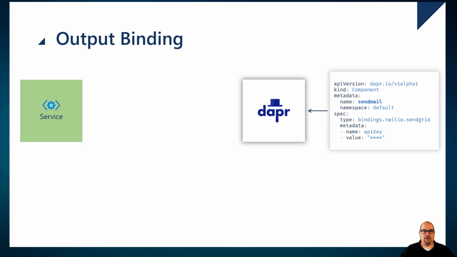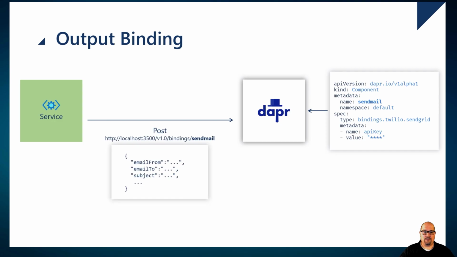Now, if we want to send an email from our application, from our service, we can invoke the Dapr sidecar on the API. So in this case, /bindings/sendMail. And this sendMail will eventually determine which binding to use for sending this email. And again, this is a post, so you can send in the payload of the message.